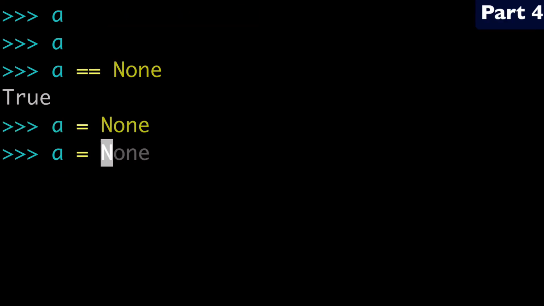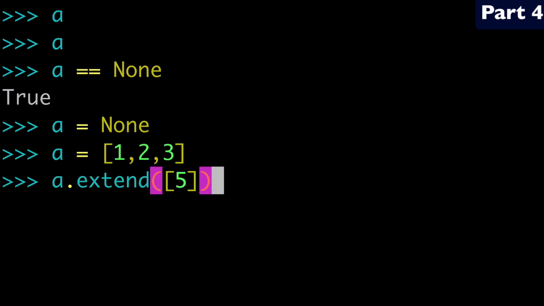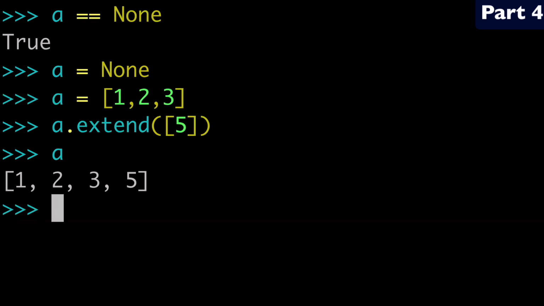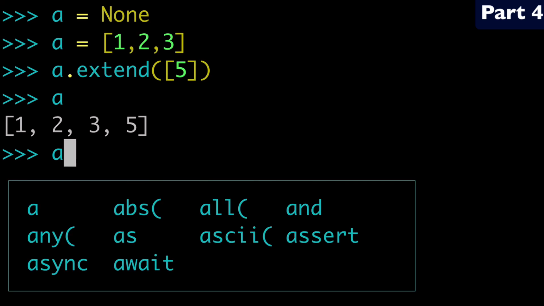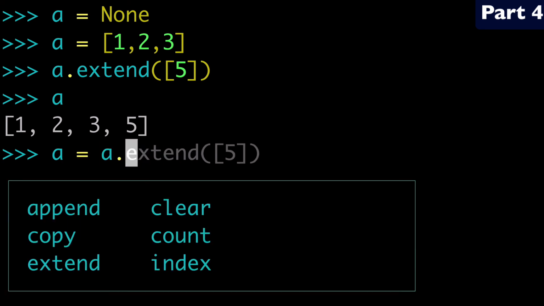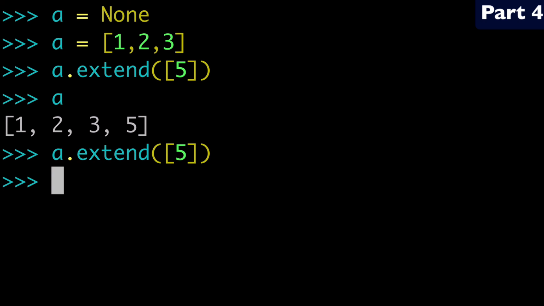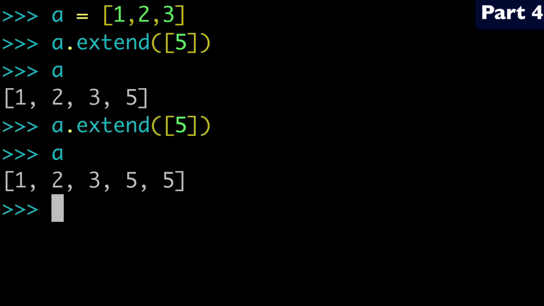So if we reinitialized our list, if we did a.extend(5), then that's going to work just fine. So the tip again is never to do list = list.extend and just to always run the command straight up. And we added a second 5 to our list there.